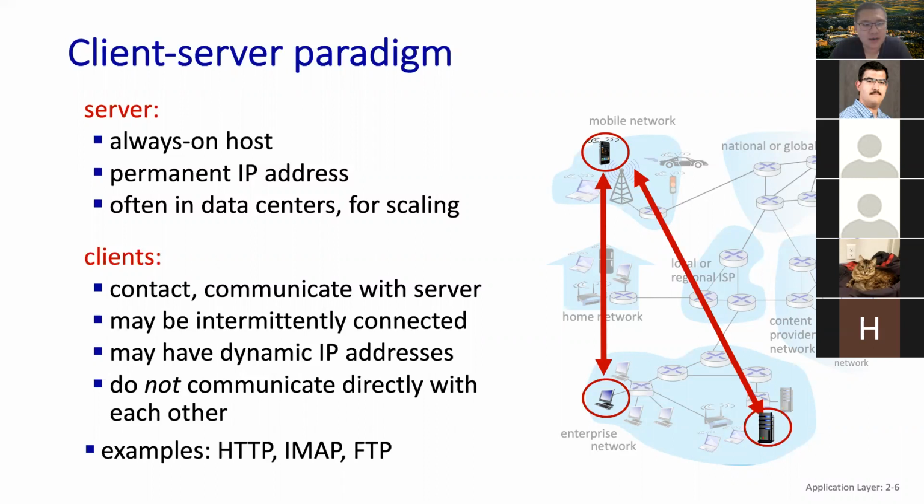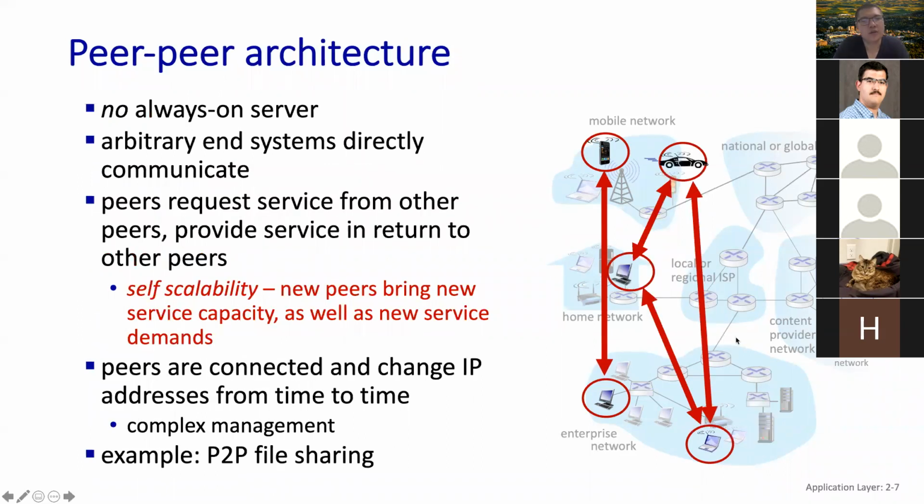But both of these concepts are similar, right? You have some central part and you have the client, and you want to request or ask for something. Compared to the client-server paradigm, we also have the peer-to-peer architecture or paradigm, okay? Because sometimes servers are not always running, right? And arbitrary end systems want to directly communicate with each other.